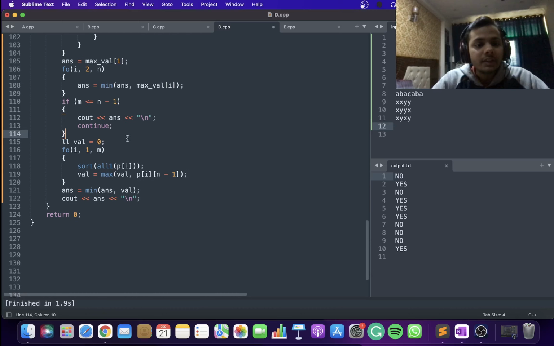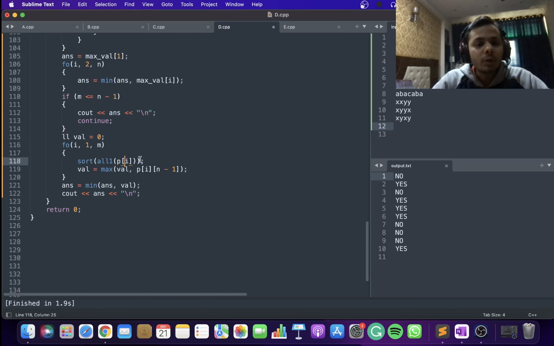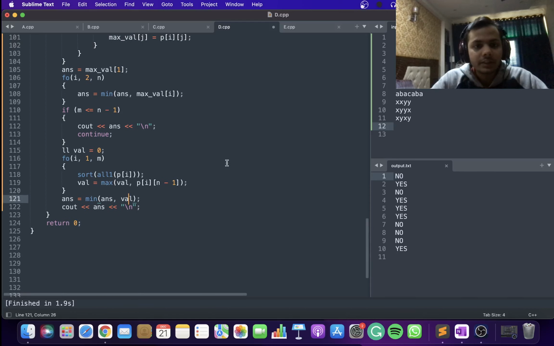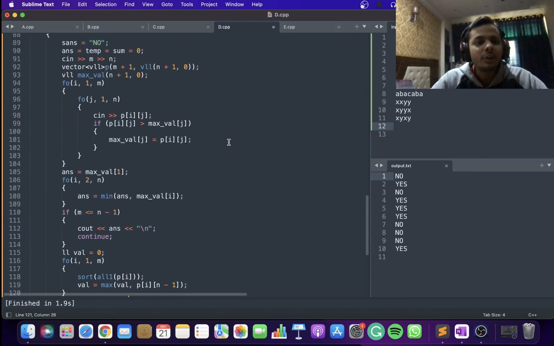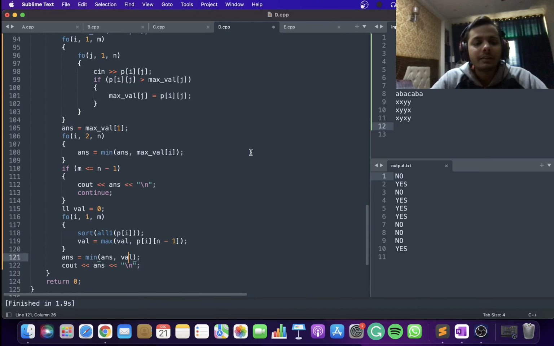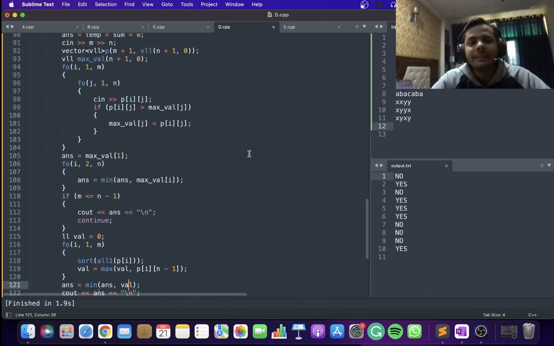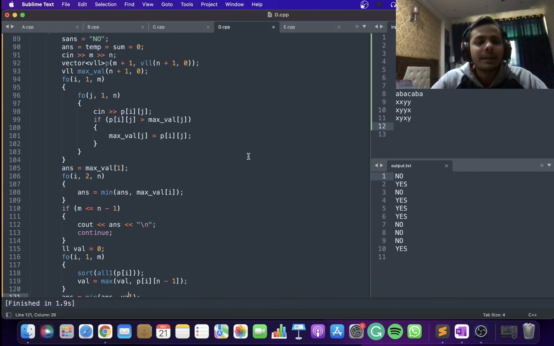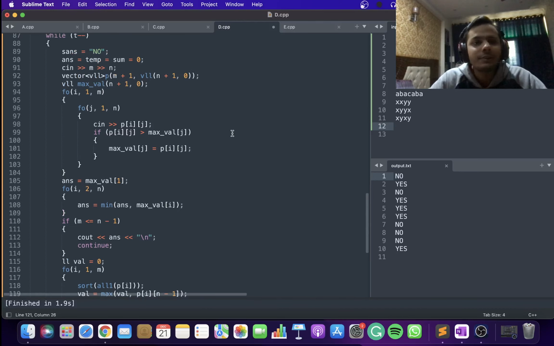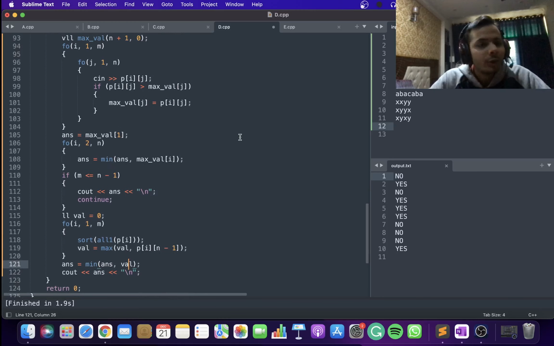But if that's not the case, first of all, I'm going to sort all the Pi's, and then I will take the maximum value of Pi[n-1], and that will be my val2. And my answer is going to be the minimum of val1 and val2. That's it. That's the entire code. Very short and crisp code, but there is a very rigorous analysis behind this approach. That's all behind the scenes, but the code looks pretty clean here.